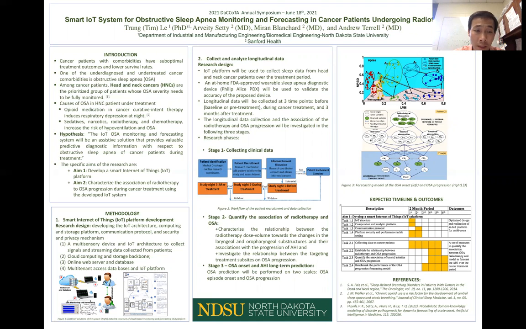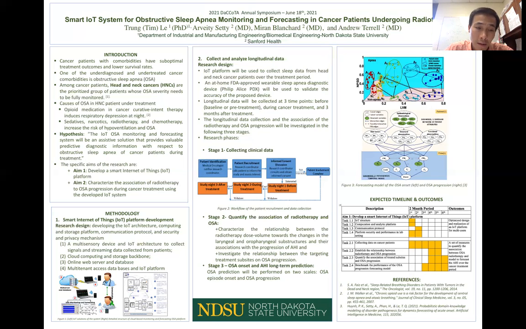In this research, we're focusing on the hypothesis that the IoT, or Internet of Things, can be used to help doctors provide predictive and diagnostic information for OSA during treatment, especially head and neck cancer treatment. We're going to focus on two aims. The first aim is to develop a smart Internet of Things system, and the second one is to characterize the association of radiotherapies to OSA progression during the cancer treatment.